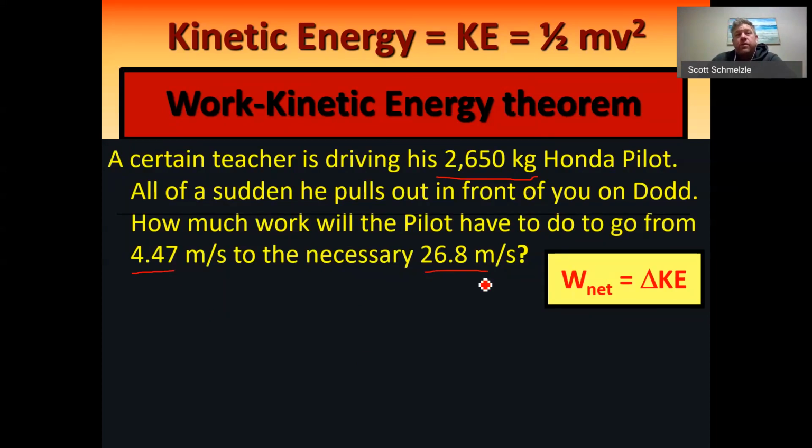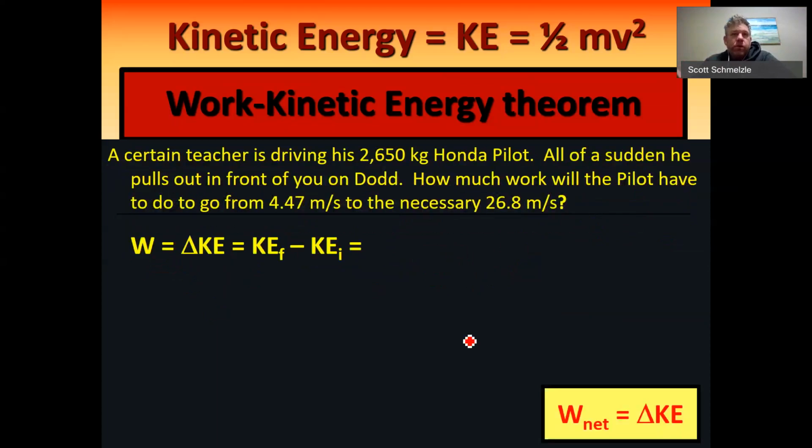So if I see this, we're going to go from this velocity here to this one here. That should tell me this is my initial, this is my final. So what we do is we say work is equal to our change in kinetic energy, and that equals the final kinetic minus the initial. If I branch that out a little bit and make my life easier, that's 1/2 m times (Vf squared minus Vi squared).